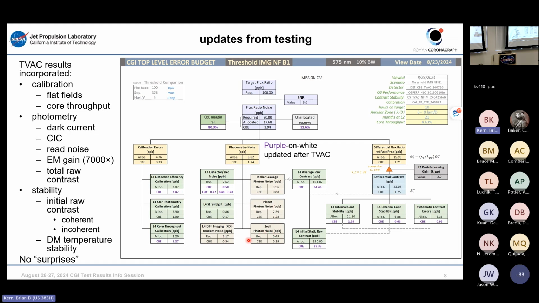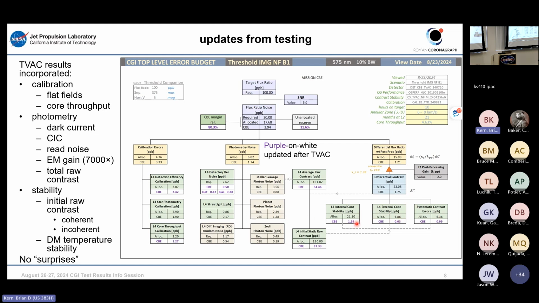I'll note that we don't have any update on shot noise contributions because those are astrophysical. Those are set by the brightness of the planet. I misspoke slightly. This number was updated based on the contrast level that we did see in TVAC, which does determine the shot noise due to that starlight. But the planet shot noise is pre-specified. There's basically not a lot that changes that.